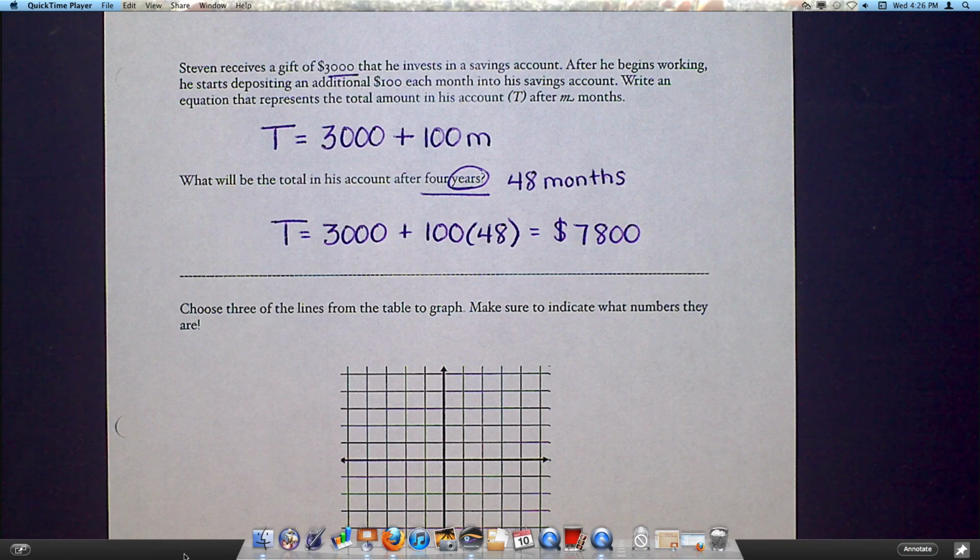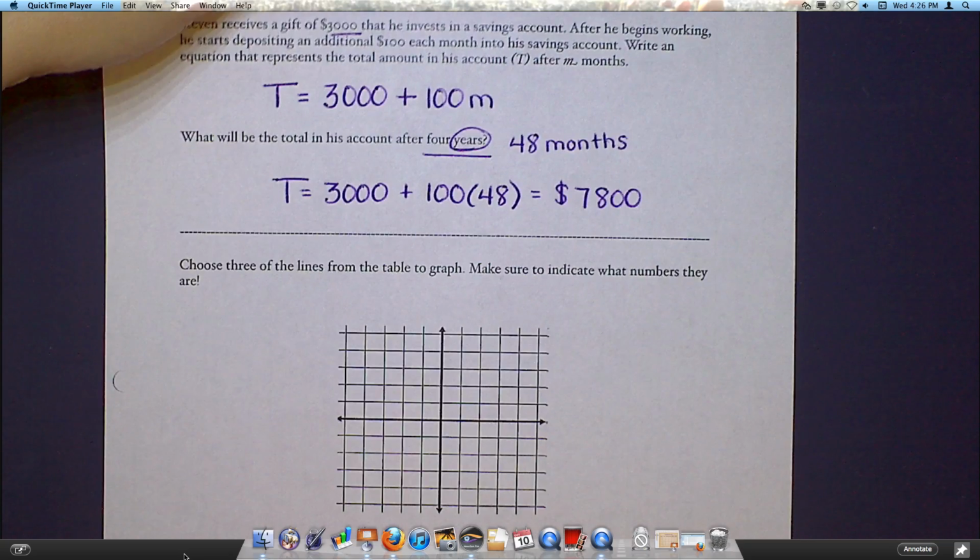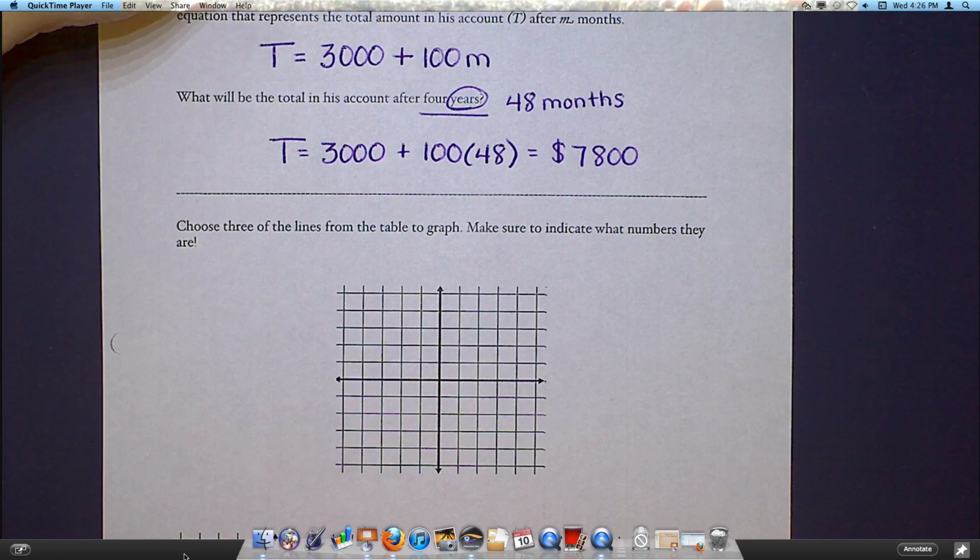All right, the bottom part said to choose 3 of the lines from the table to graph. I'm going to pick some lines that I think are especially noteworthy, some things that I would really want you to look at. On your quiz, it is very similar to this in that you get to pick which lines you're going to graph. Now I do give you some stipulations, so I'll try to make sure I hit what I want you to see here. But you can choose any of the lines that you want to graph.